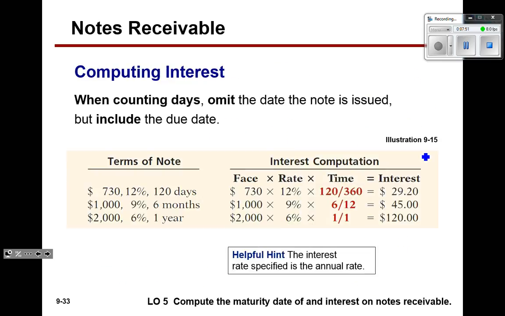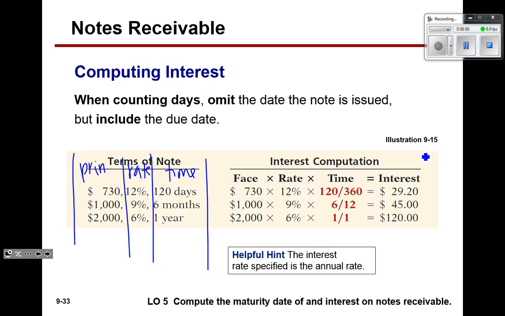Is this in your notes? Yes, perfect. Okay, so here they give you a couple examples. If I had to do this, here's the principal, here's the rate, here's the time, and you'd basically multiply them out. Principal times rate times time, that's all multiplied together.